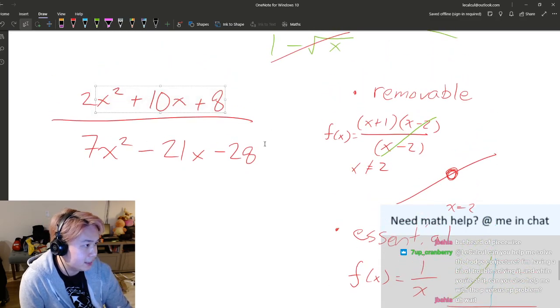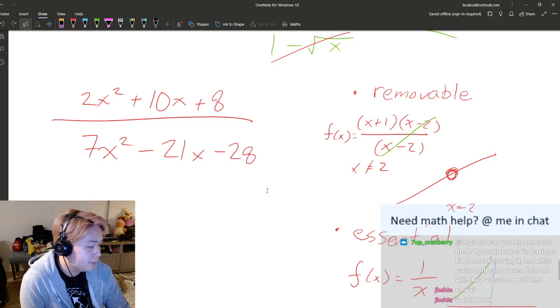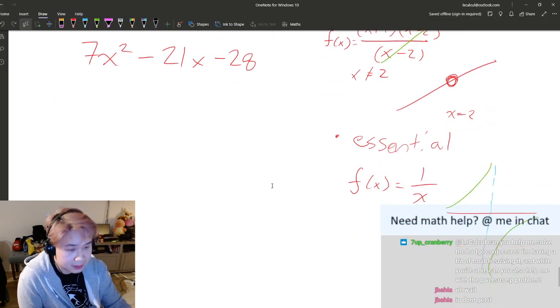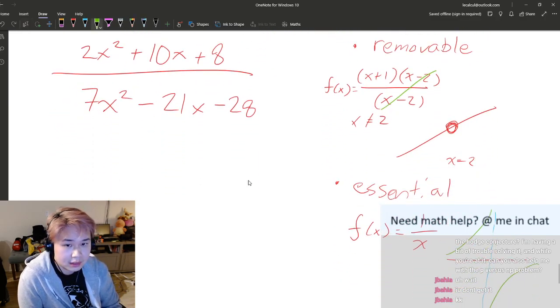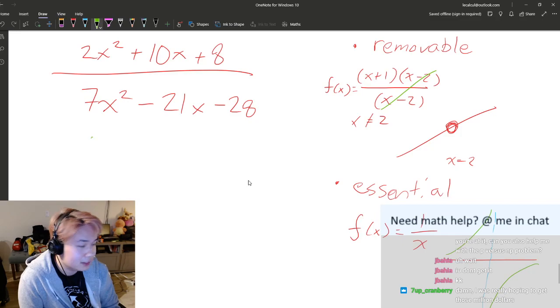So start by factoring these. They're not as ugly as I initially thought. You don't get it? Here. So factor it first. And you should start with common factors.